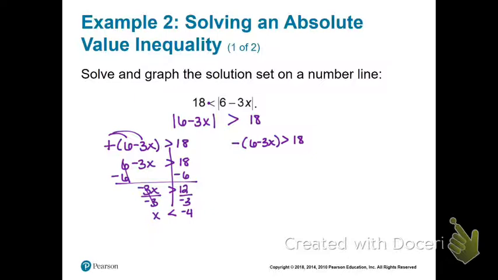Now, I forgot to ask at the beginning, but look at it once we flipped it. Is this a less than or a greater? This is a greater. So this means that this is an or statement. So I'm just going to go ahead and write or.